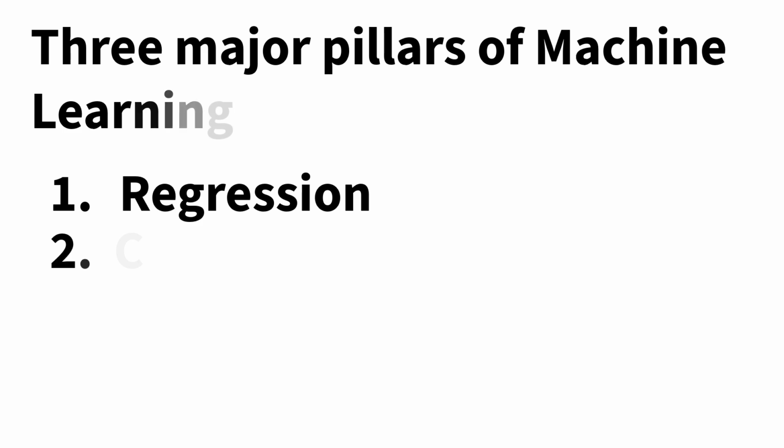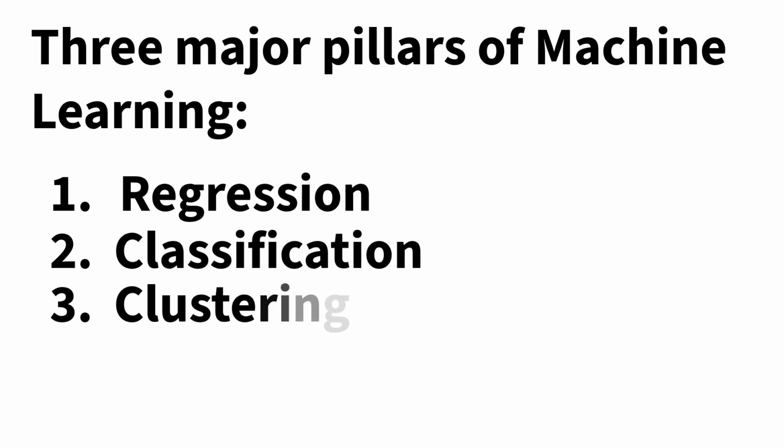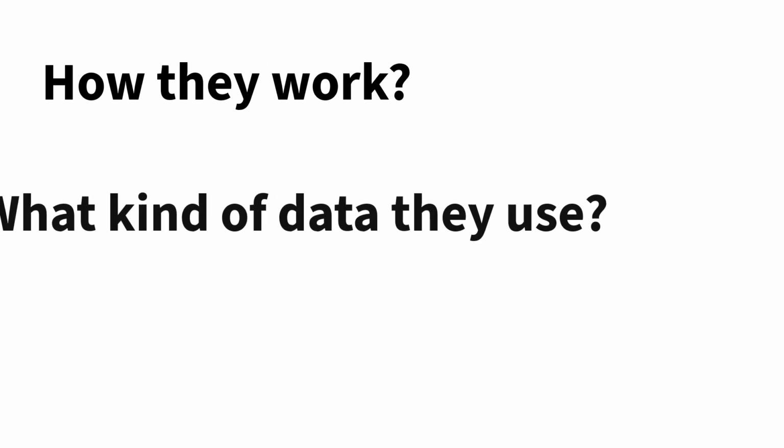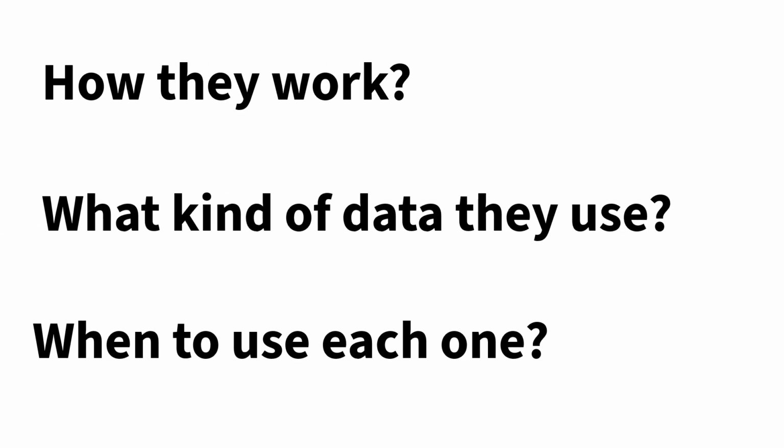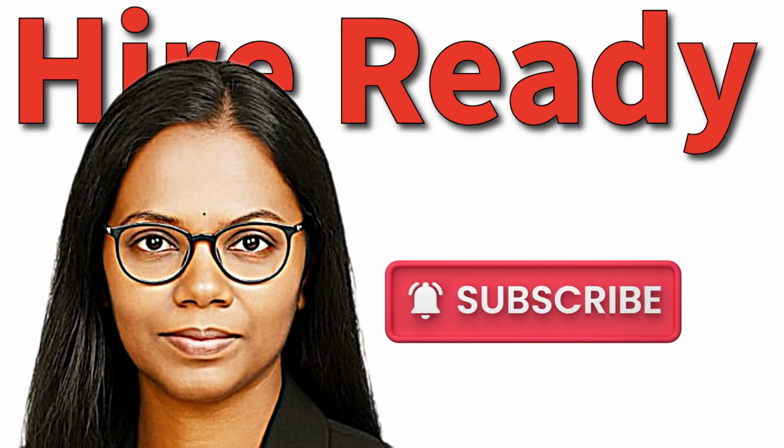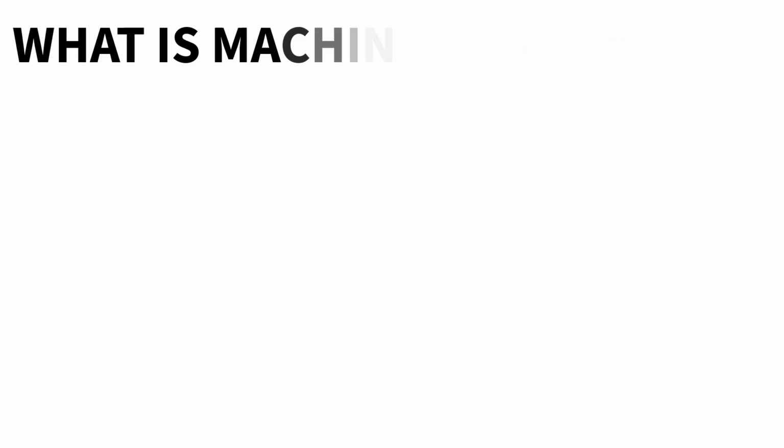Today, we will deep dive into three major pillars of machine learning: regression, classification, and clustering. By the end of this video, you'll know exactly how they work, what kind of data they use, and when to use each one, even if you are just starting out. Let's start from the basics.